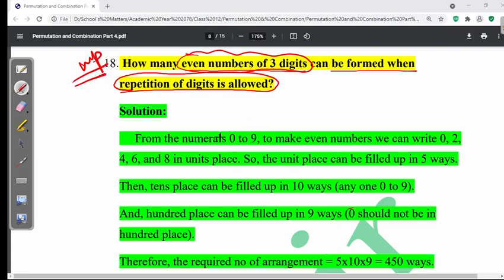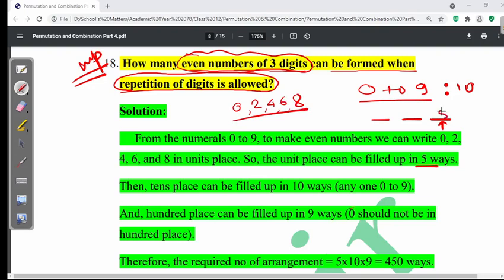Let's think. We have 0 to 9 digits. There are 10 digits starting from 0 to 9. So we have to make even numbers of 3 digits. 1 2 3, a 3-digit number but even. So the unit place can be arranged in 5 different ways, as we can put 0, 2, 4, 6 and 8. So first, the unit place can be arranged in 5 different ways, and repetition is allowed.